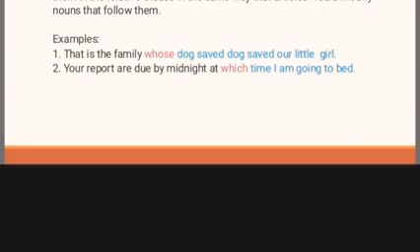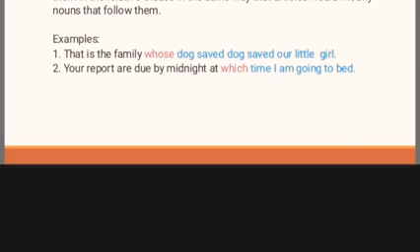The second one: your reports are due by midnight, at which time I am going to bed. Now, at which time I'm going to bed is the relative clause. And here the relative clause is modifying midnight, telling us more about the midnight. Just by that midnight I'll be going to bed. It's describing the midnight.